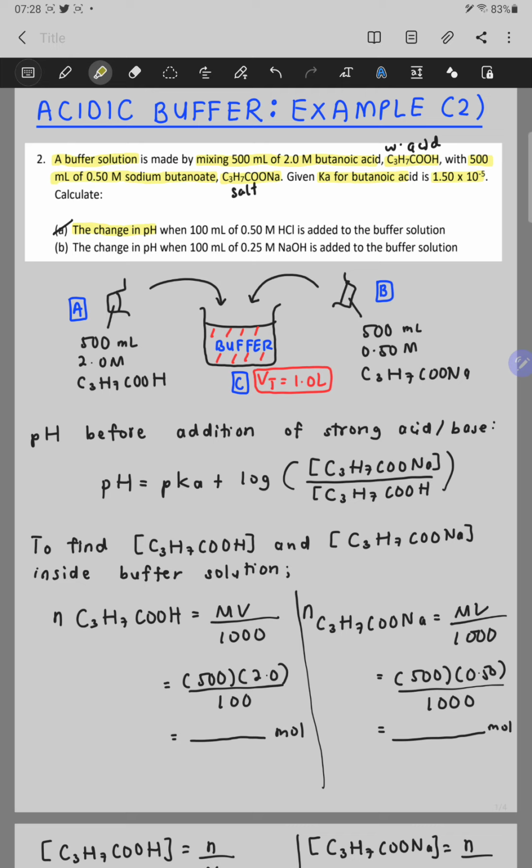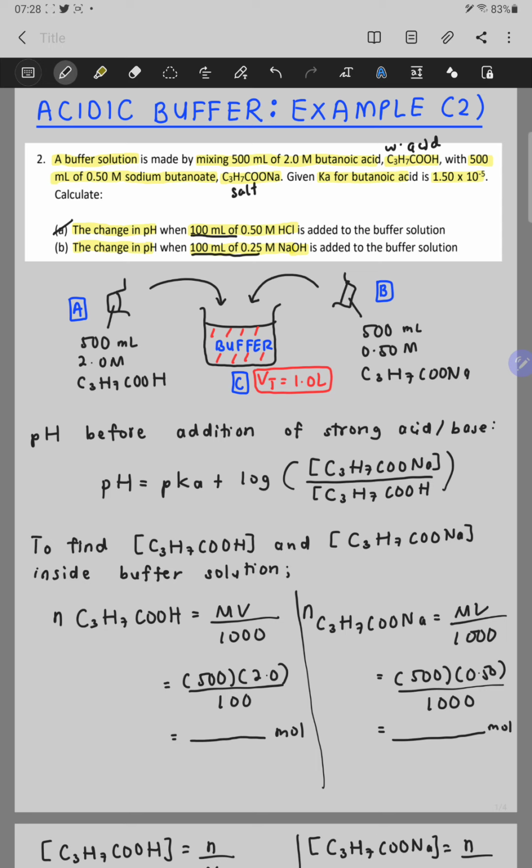Okay, untuk A, kita nak cari the change in pH of buffer selepas kita add specifically 100 ml of 0.50 molar HCl. Yang ni kalau awak perasan dia bagi specific volume. Okay, for B, the change in pH bila kita add 100 ml of 0.25 molar strong base, which is sodium hydroxide. So step dia kat sini teacher dah buat dah calculation, tinggal teacher nak masukkan value.